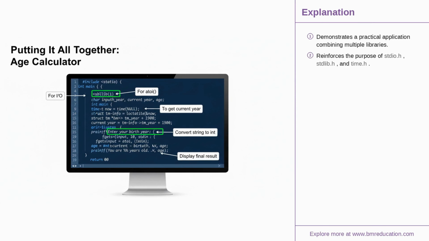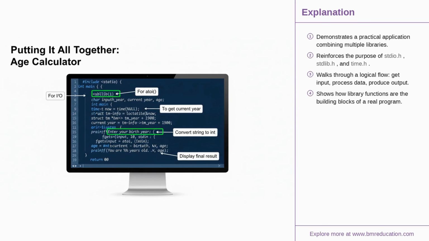Now, let's put it all together. Here's a program that asks for the user's year of birth, calculates their approximate age, and prints a message. Notice we include stdio.h for input-output and time.h to get the current year. We use fgets and atoi to safely get the user's input and printf to display the final calculated result. Multiple libraries working together seamlessly.